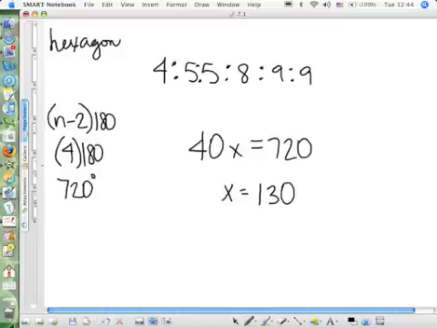720 divided by 40 is 18. Then we go. Okay, bring the 18 and multiply each one. Now you multiply all those numbers by 18. And that gives you your 6 angle measures.